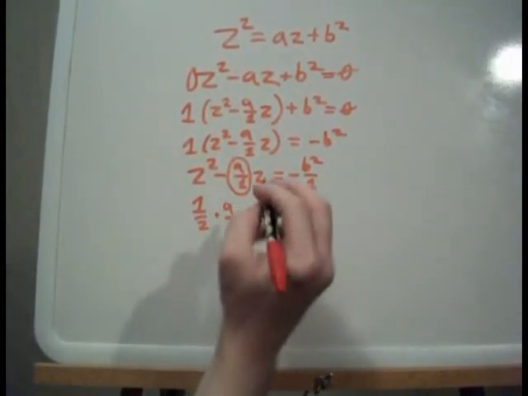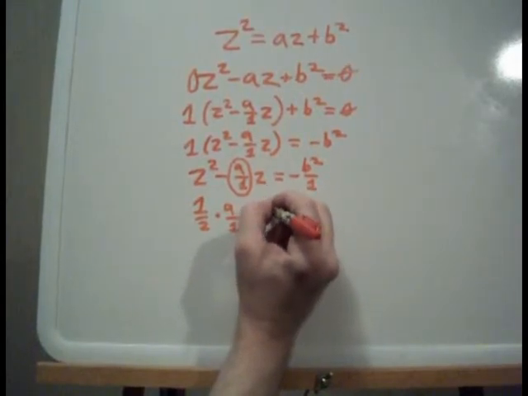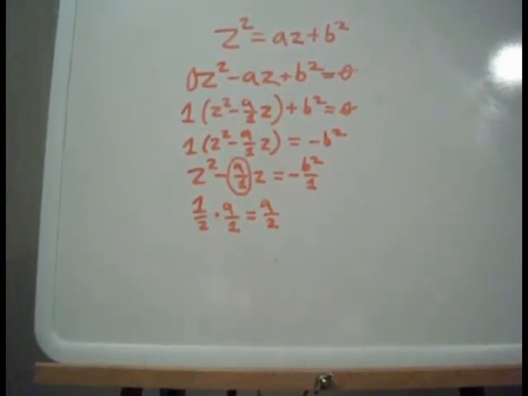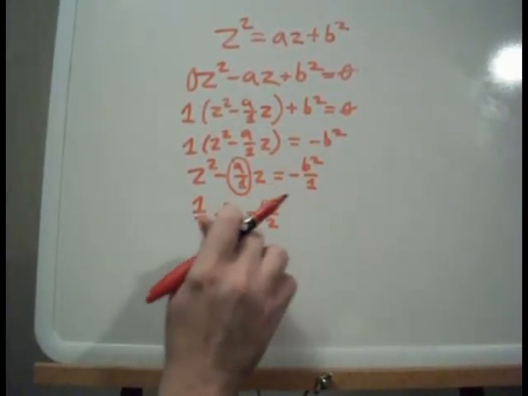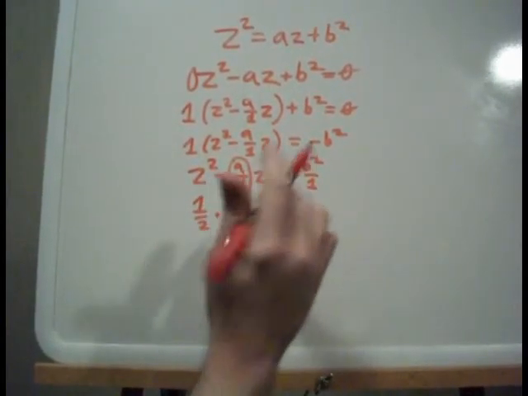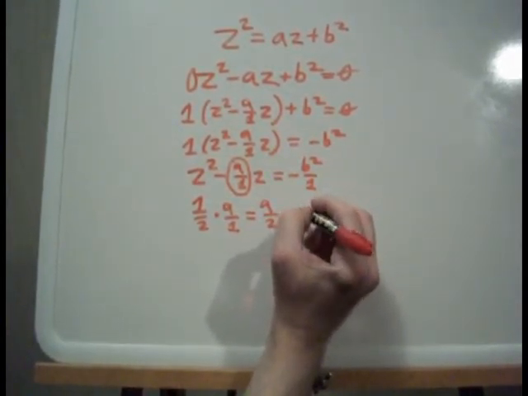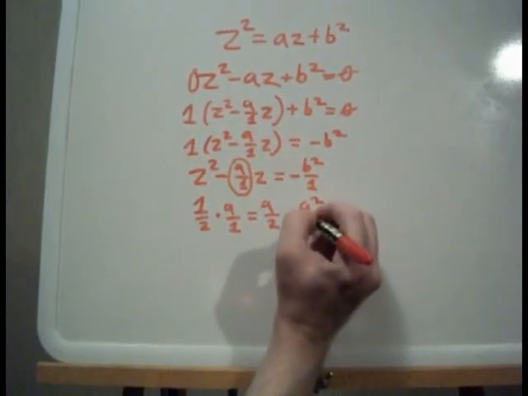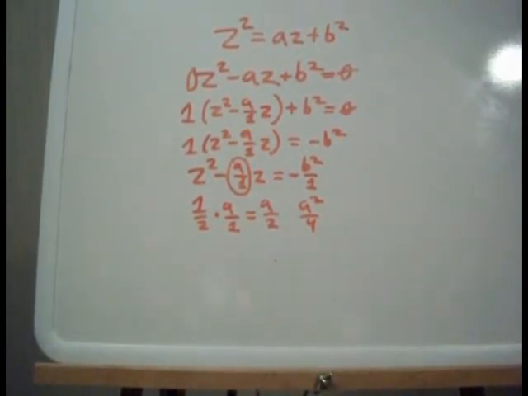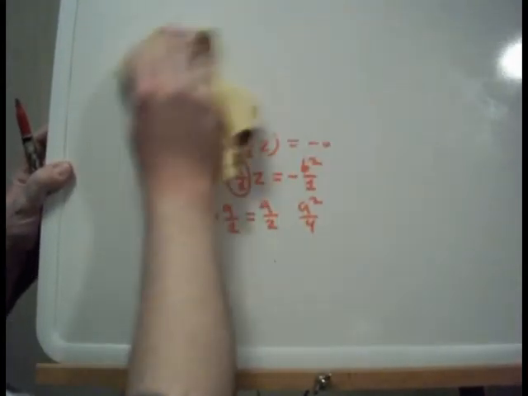Now what happens when we do this? Well, it becomes a over 2. Now, it's not enough that we have this a over 2, we have to square it. So what is the square of a over 2? Well, it's going to be a squared over 4. That's what it's going to be. So far, so good. But we got to keep going.